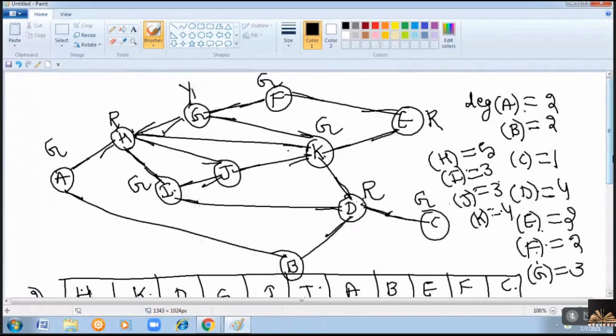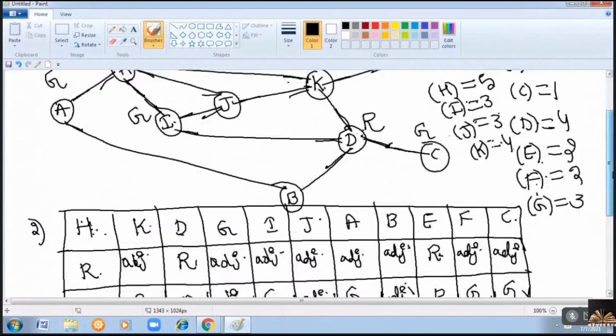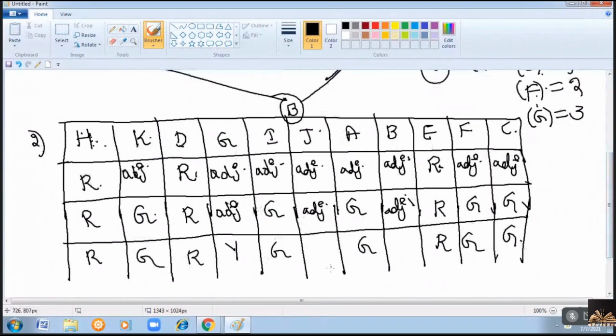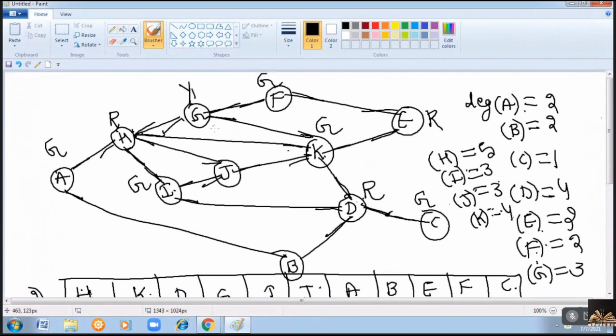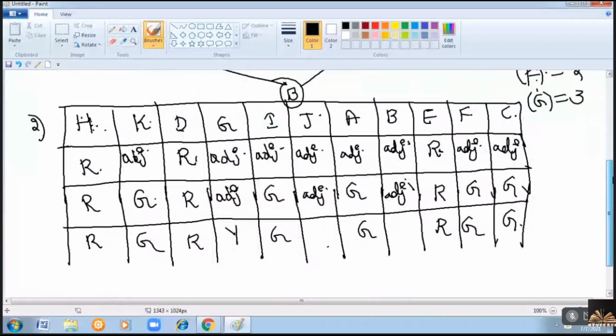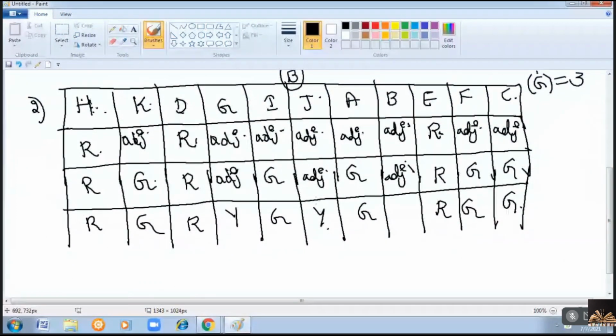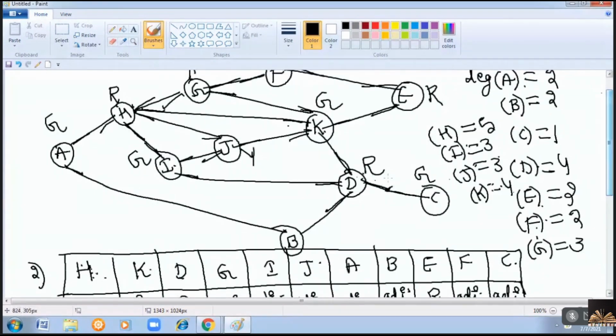Now, what is the next uncolored vertex? J. Is J adjacent to G? No. So it can be colored with the same color, white. Next comes B. Is B adjacent to G or J? You need to check. B is not adjacent to G and it is not adjacent to J also. So you can color it with white.